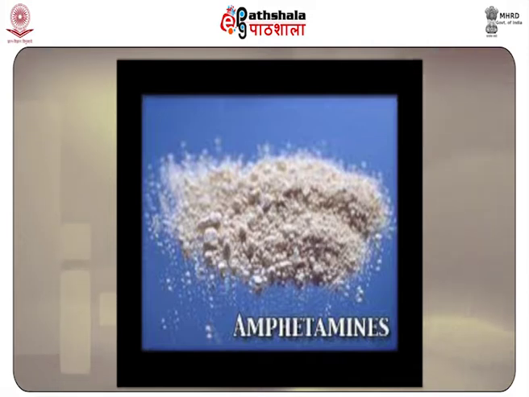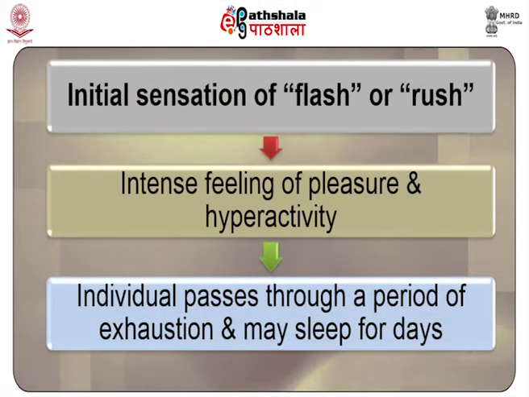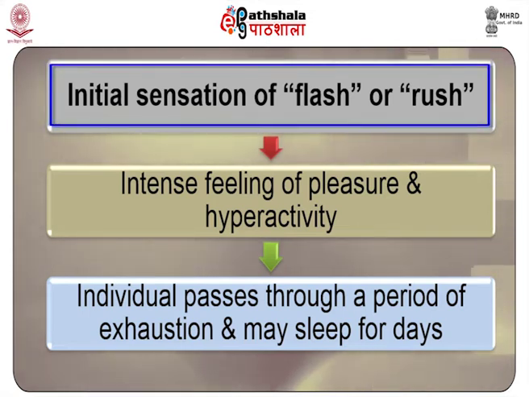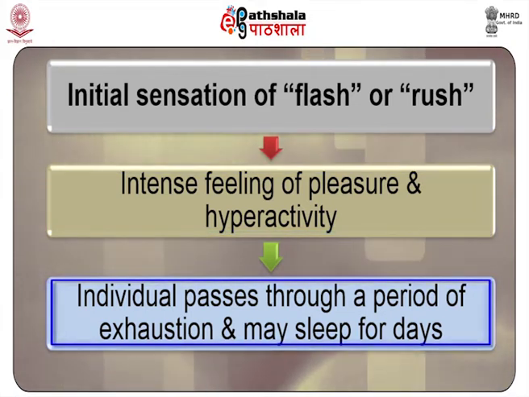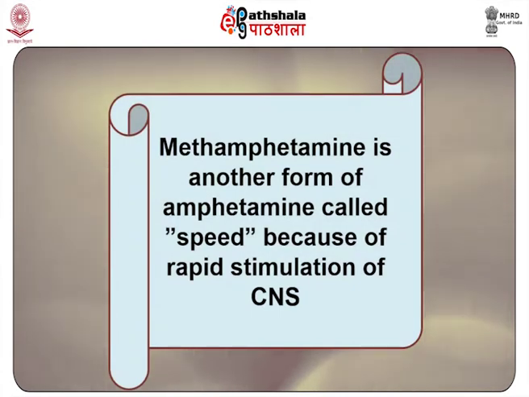Amphetamines may be injected directly into the bloodstream through intravenous injection. The desire for a more intense experience is the chief motive behind the intravenous route of administration. Firstly, a sensation of flash or rush is experienced by the user, which is followed by a high feeling of pleasure and euphoria that produces hyperactivity with a feeling of clarity of vision as well as hallucinations. After that effect wears off, the individual passes through a period of exhaustion and may even sleep continuously for 1 or 2 days. Another type of amphetamine is methamphetamine, called speed, because of its rapid stimulation of the central nervous system.